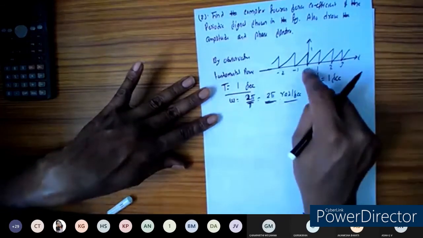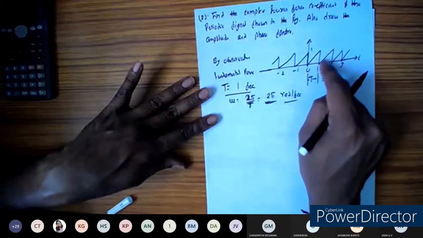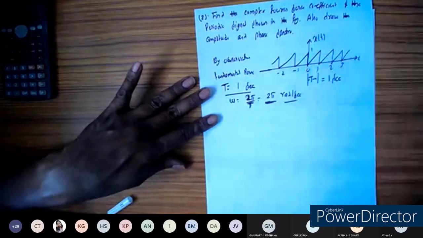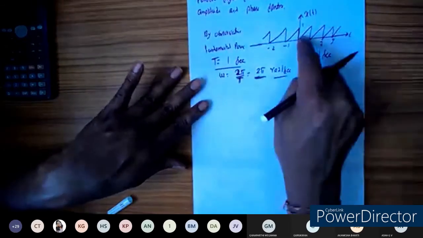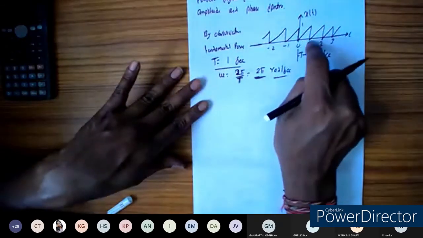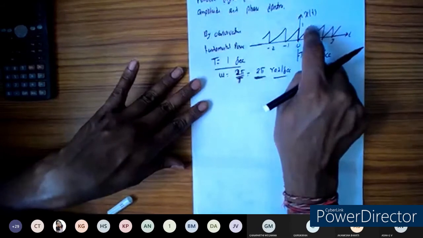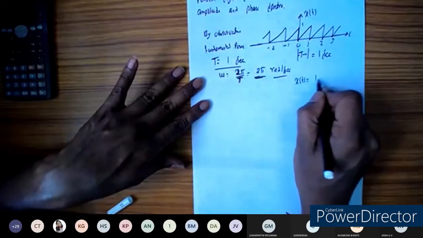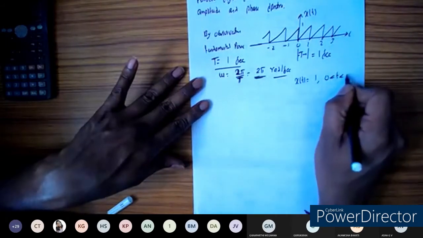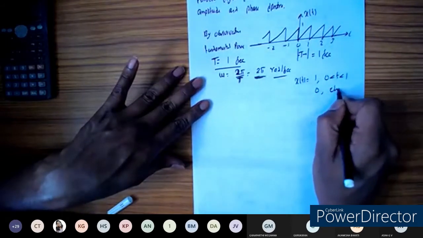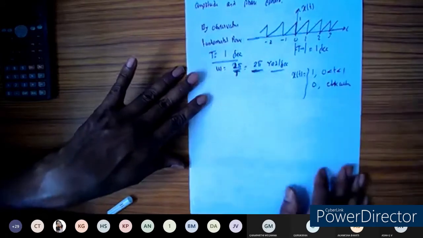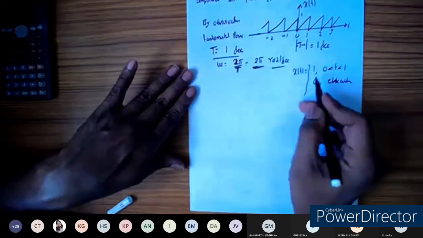Also the signal x of t is given, so by observation you can find out the value of x of t, because you need the mathematical expression to integrate. At t equal to 0, it is 0. At t equal to 1, it has the value 1. So x of t is equal to t for 0 less than t less than 1, and 0 elsewhere. One fundamental period we are going to take. Any doubts in this one?